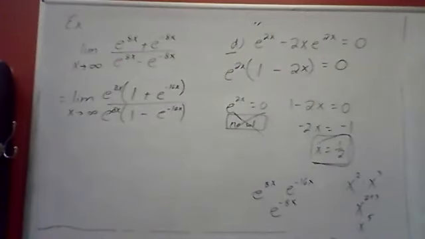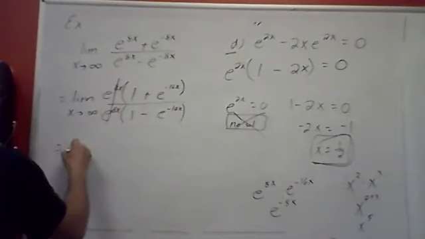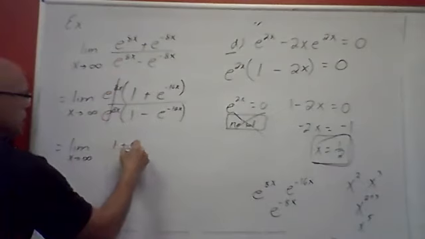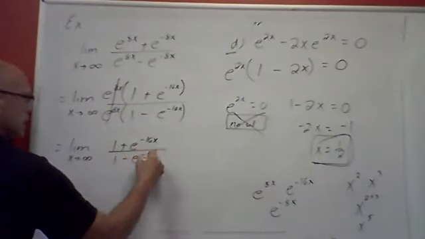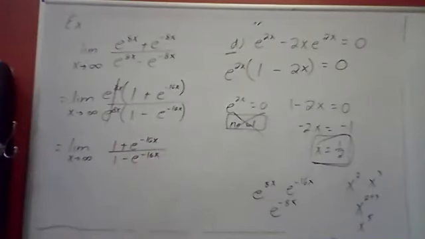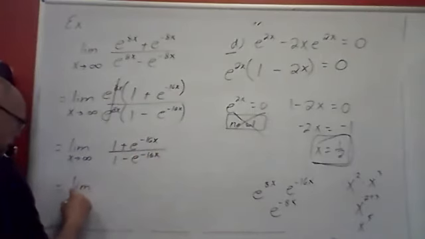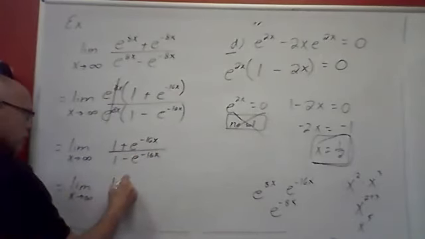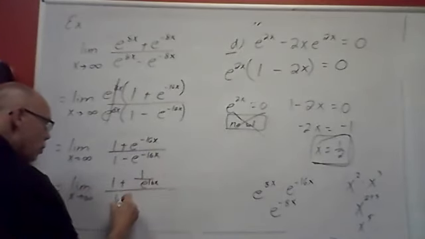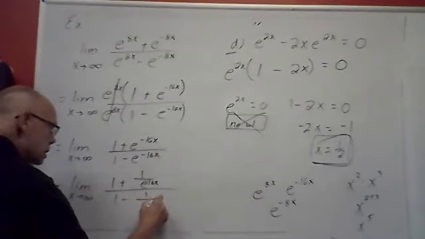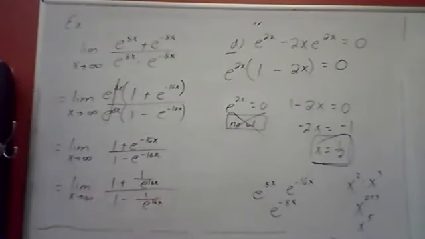Oh, do you see what I see right here? These two divide out. Life's good. So we have the limit as x approaches infinity of 1 plus e to the negative 16x over 1 minus e to the negative 16x. And you don't have to do this part, but I'm going to do a rewrite. I'm going to say that's the limit as x approaches infinity of 1 plus 1 over e to the 16x over 1 minus 1 over e to the 16x. In other words, making those exponents positive.